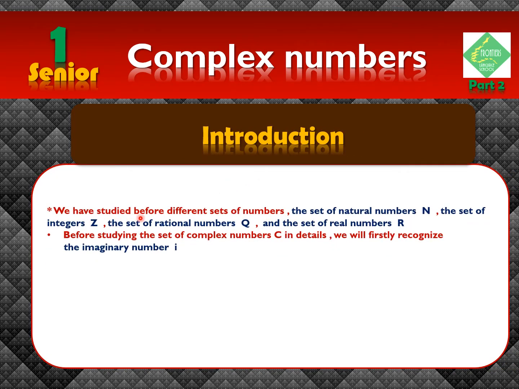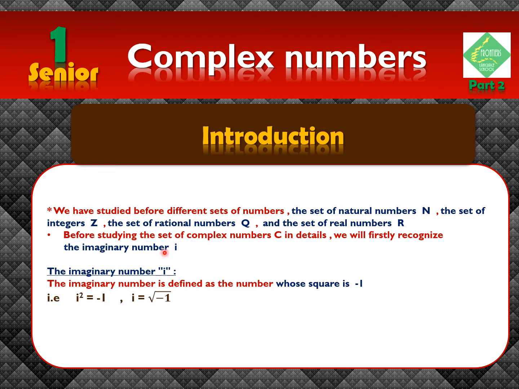We have studied different sets before. We have taken natural numbers, which is N, and we know that N is 0, 1, 2, 3, and so on till infinity. We have taken Z, which is integers from negative infinity, including 0, including all the positive numbers, and the set of rational numbers, fractions, and the set of real numbers. Before studying complex numbers in detail, we first recognize the imaginary number i. What is i? The imaginary number i is defined as a number whose square is negative 1.